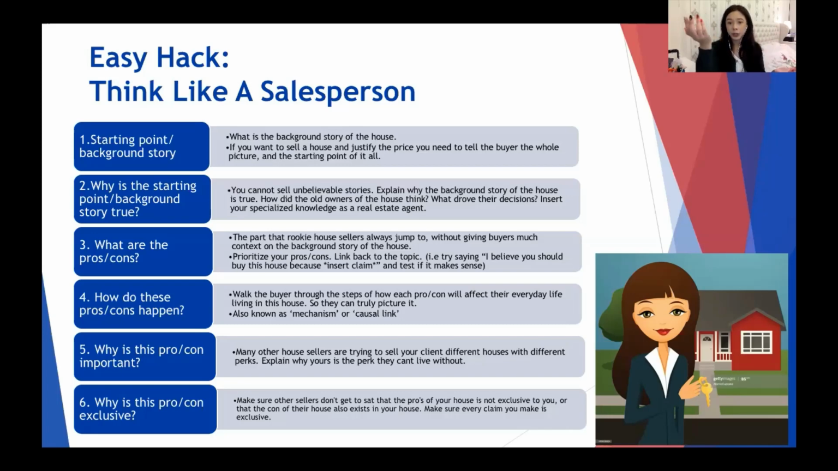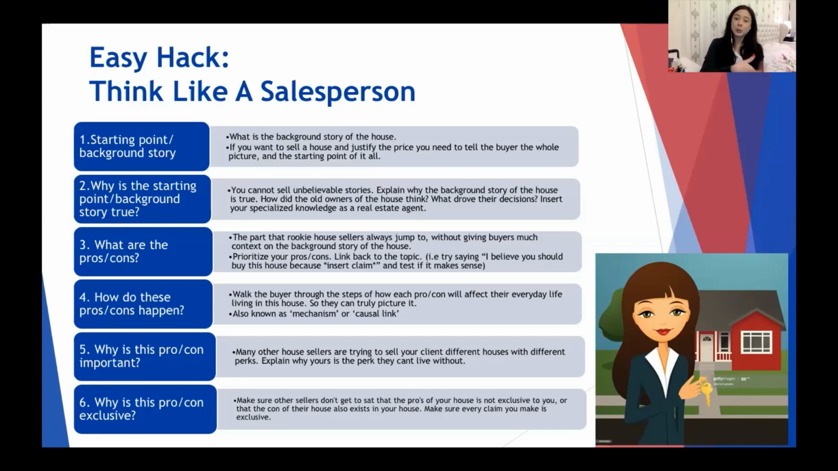And then after you've done that, you want to explain, how do these pros and cons happen, right? You want to paint a picture. So what you want to do now is not just say, oh, you have really great kitchen counters. You don't want to stop there. You want to make sure that the buyer really imagines themselves not being able to live without this kitchen counter. So you want to walk through with them what a day-to-day life living in that house with that fantastic kitchen counter actually looks like. So same rule here, right? Walk through them. Why does this pro matter so much?